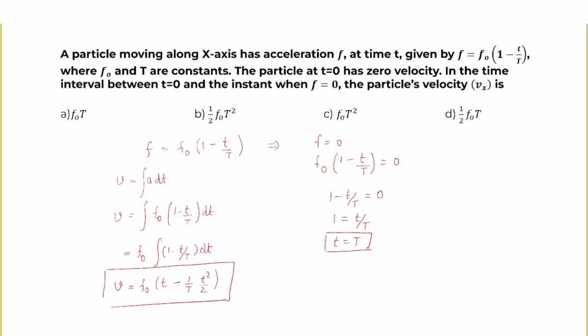So let's substitute this value, small t as capital T, and figure out our velocity. So v equals f naught, and t is capital T, minus 1 by capital T, t square by 2. So this will be how much? F naught into capital T minus capital T cancels out, you are left with T by 2, so it will be f naught T by 2, that will be equal to v. That's option D.